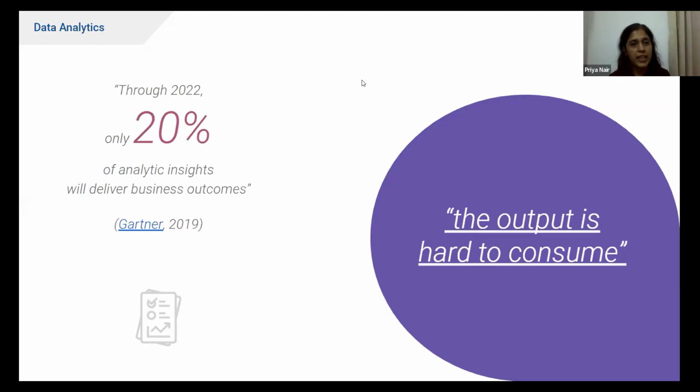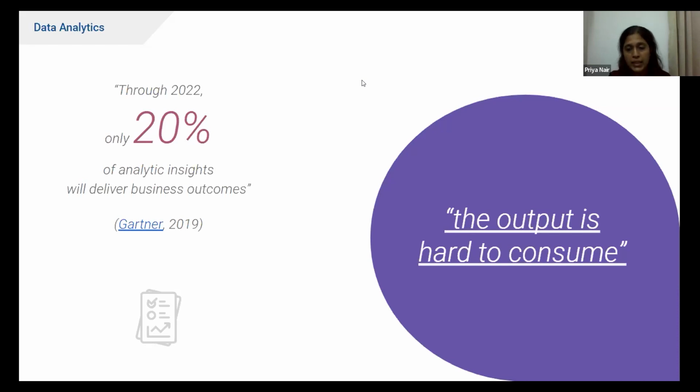With respect to data analytics and BI, Gartner's prediction in 2019 was that through 2022, only 20% of analytic insights will deliver business outcomes. So you can imagine the amount of effort that is getting wasted if it is just 20% of the analytics that is consumed, right? And one of the reasons stated was that the output is hard to consume.